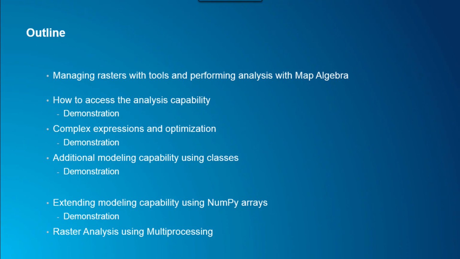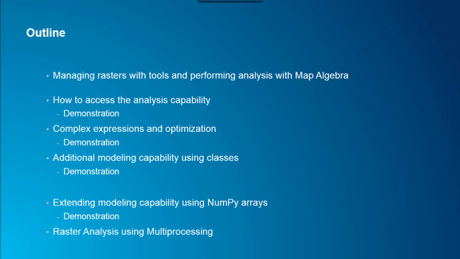So the way we're going to talk about it is actually through an example, right? And part of that example, which is a modeling process, we will introduce things that we do with raster in Python, right? So first, we'll talk about how you can actually manage raster with tools, and how you can perform analysis using Map Algebra, right? And we will elaborate some of this as we go through the presentation, right? The first part will talk to you about how to access the analytical capability that we have, and then how to write from simple to complex map algebra expressions.